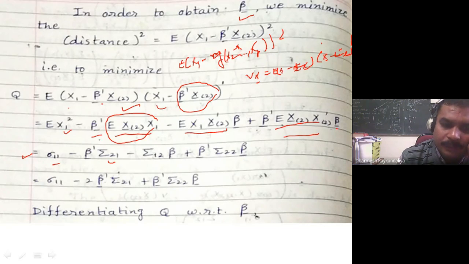As I say, if you take the transpose of this, what will you get? You will get sigma 1 2 beta, and both are scalar. It is a scalar value. So when they are scalar, what happens?